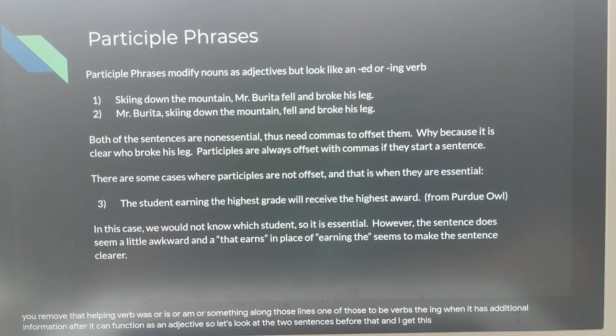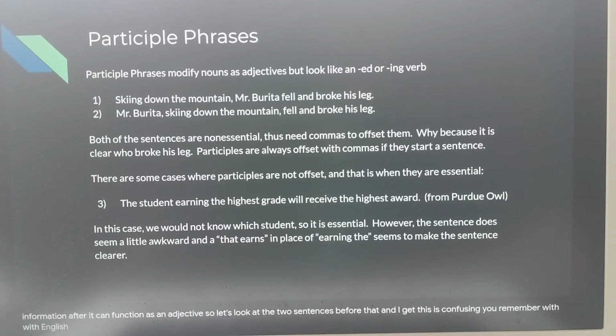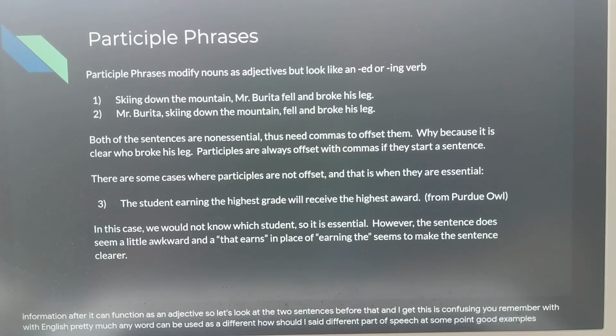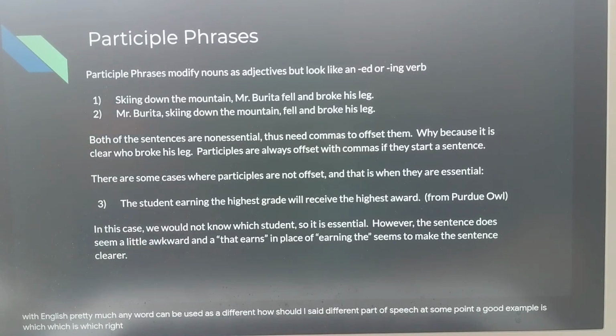And I get this is confusing. You remember with English, pretty much any word can be used as a different, how should I say, a different part of speech at some point. A good example is which is which, right? So let's look at skiing down the mountain.